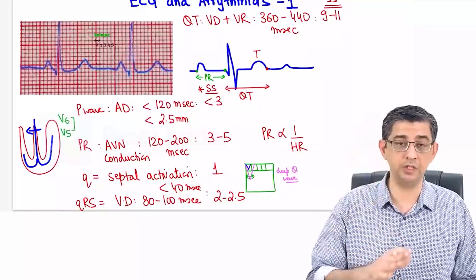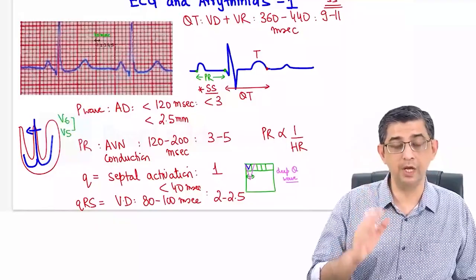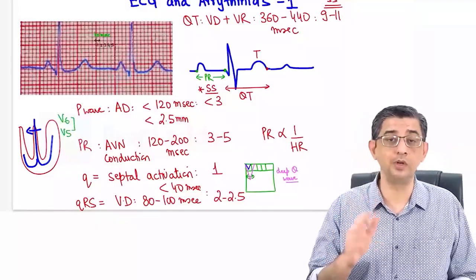The thought process of yours is: P wave fits into 3 small squares. PR is going to be 3 to 5. Q is going to be 1.